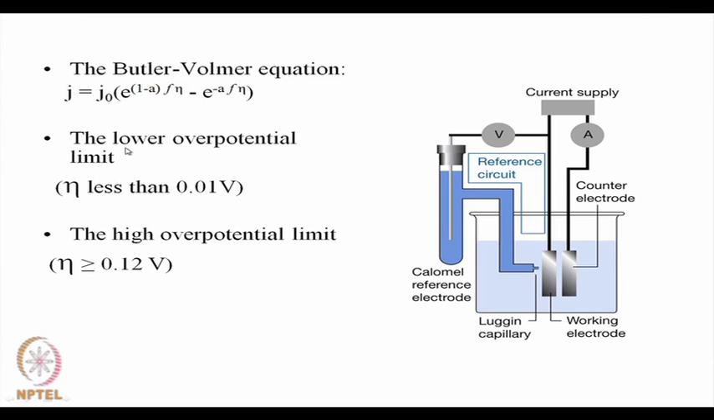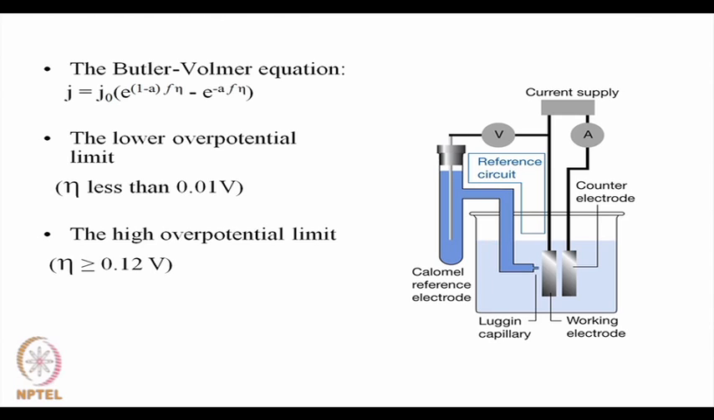Now, two situations may arise. One is the low overpotential limit, when eta is less than 0.01 volt, and the high overpotential limit, when eta is equal to or greater than 0.12 volt. These two situations may be there.